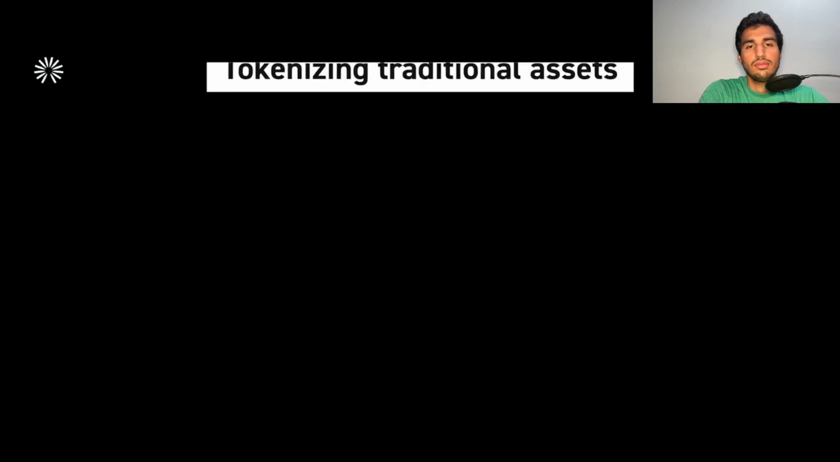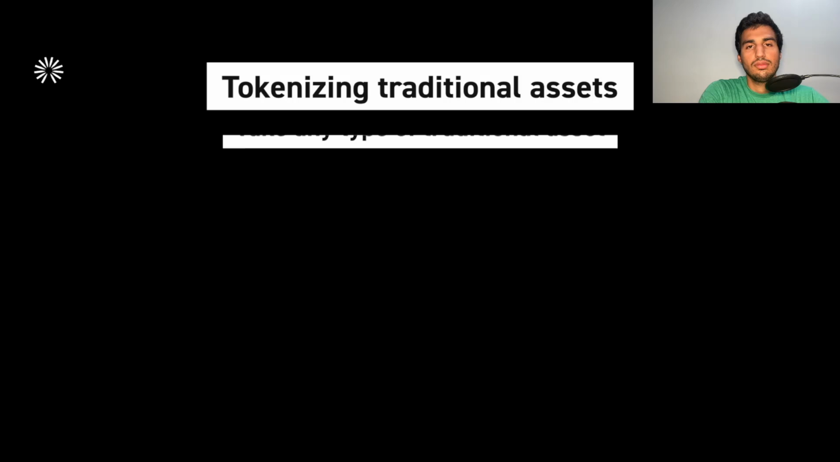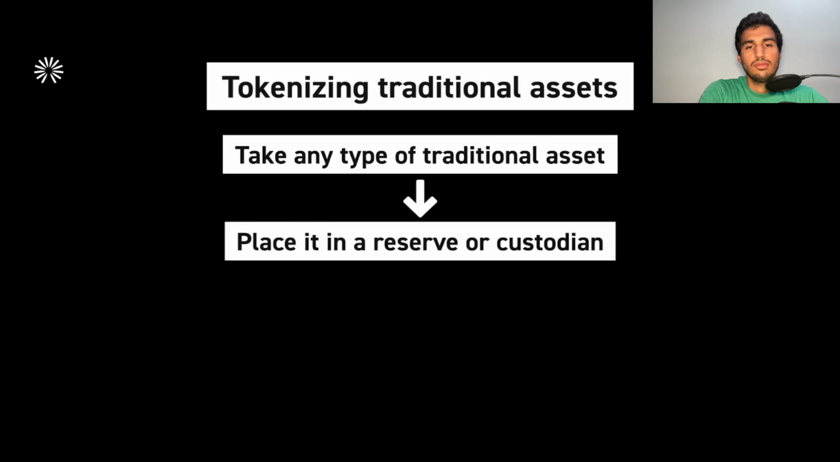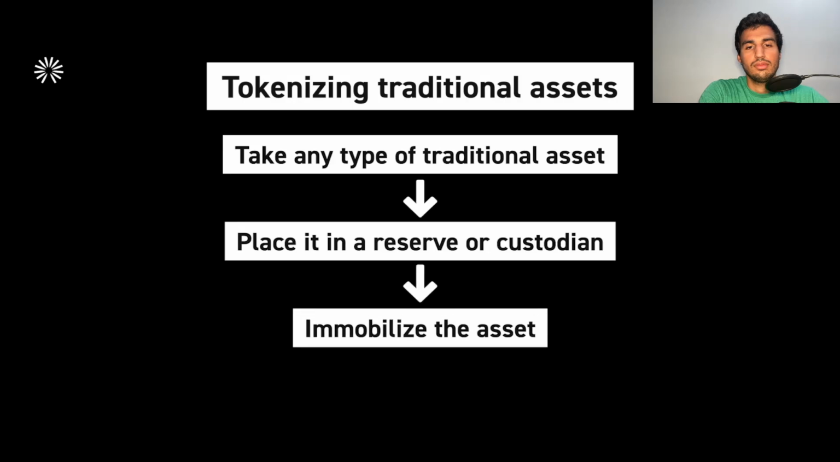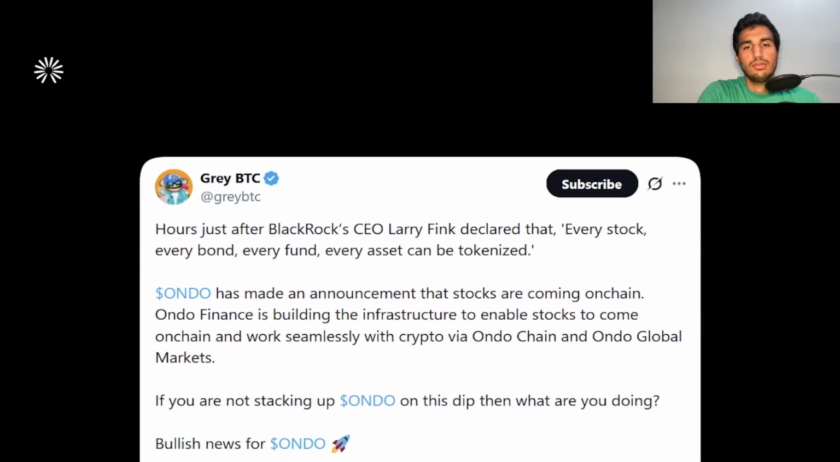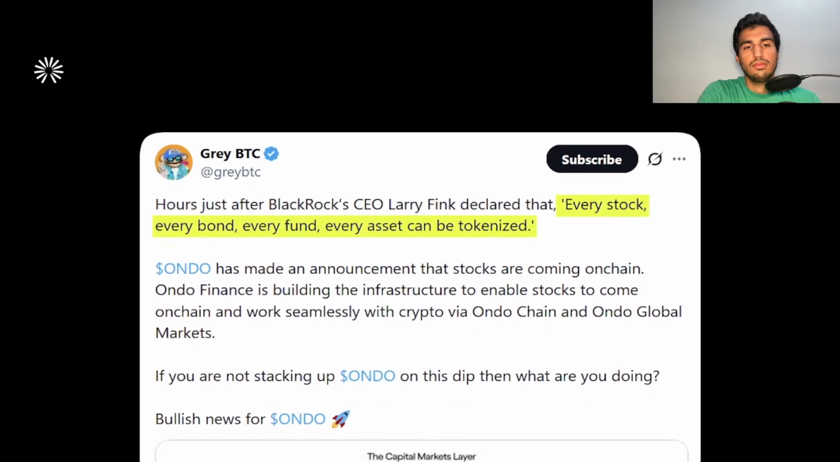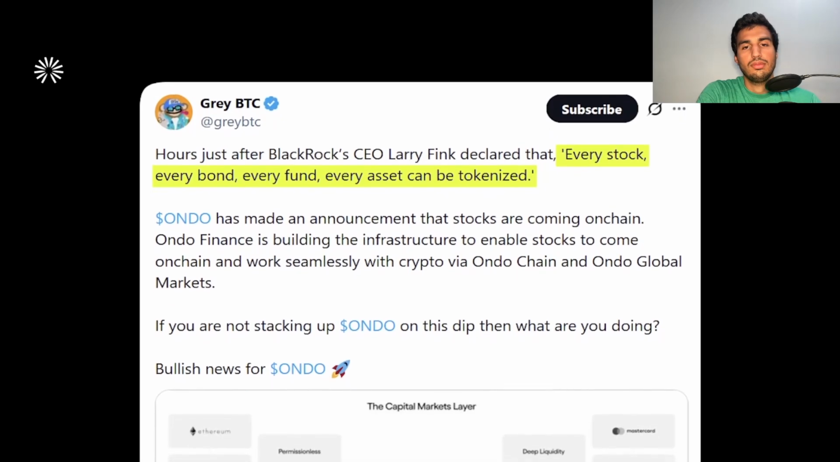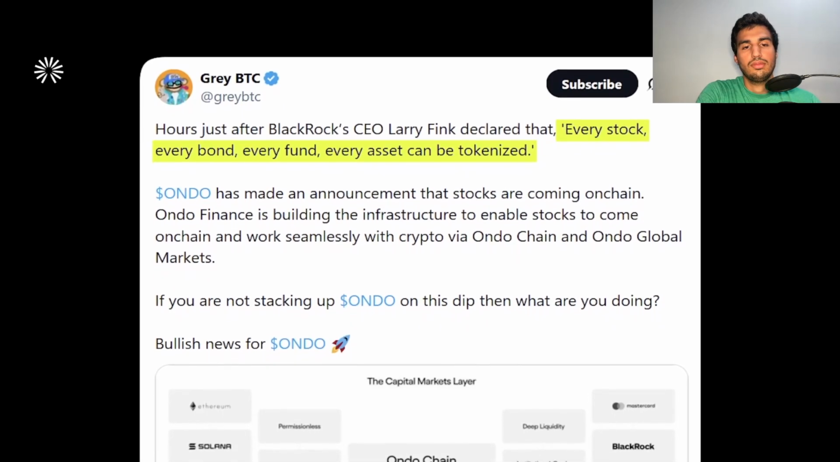The exact process may differ a little bit, but the concept stays the same. So it is very easy to think of taking any type of traditional asset, place it in a reserve or a custodian, make sure that it can't move, so effectively immobilize it, and then issue a token against those reserves on blockchain rails. You can replicate that process for treasuries, for public equities, for private equities, for real estate, even more esoteric things like art and fine liquor.